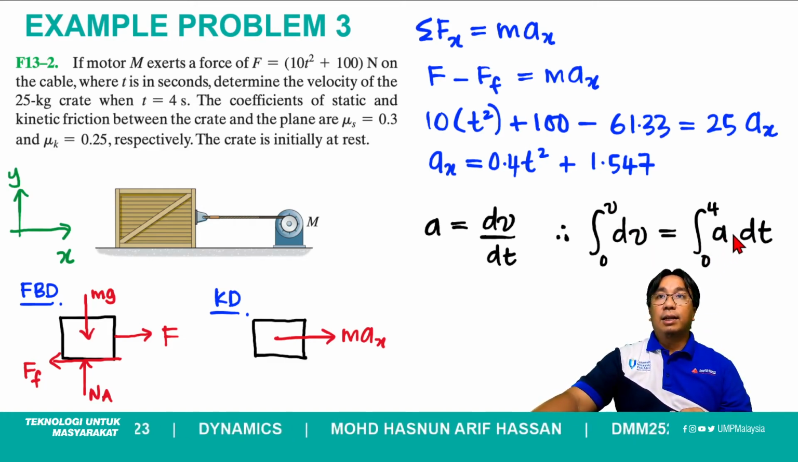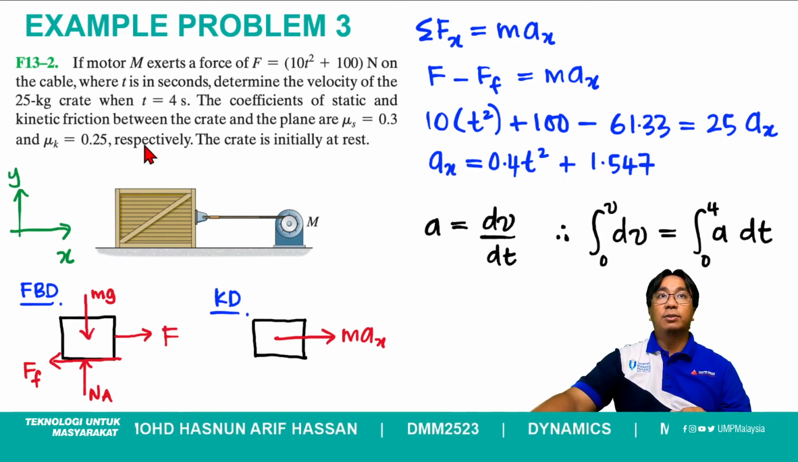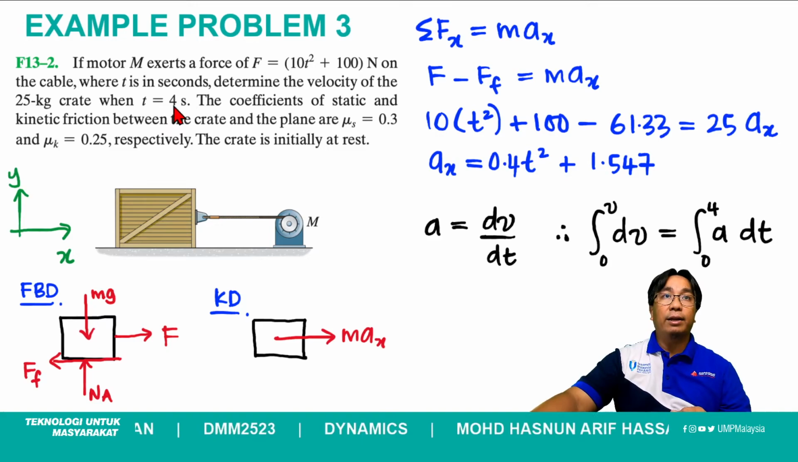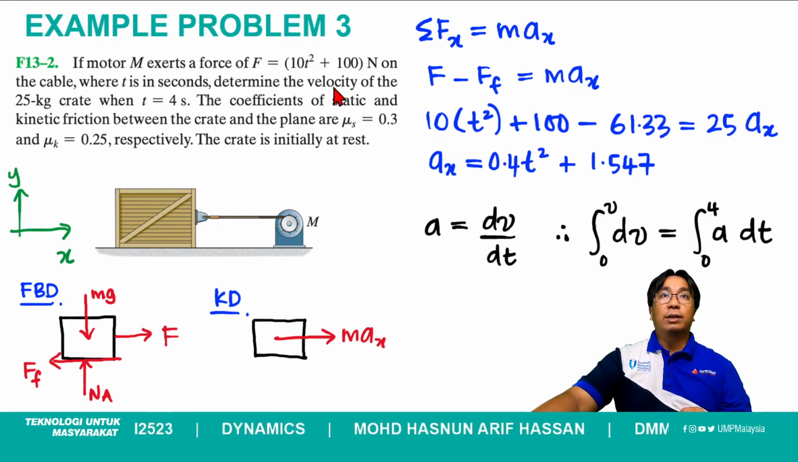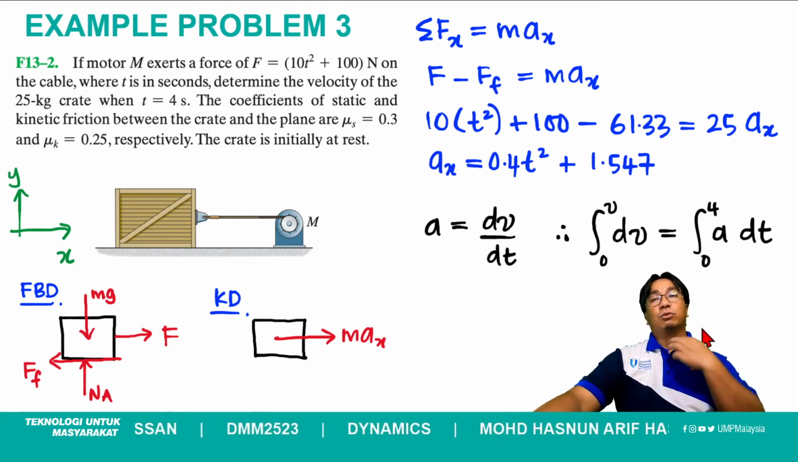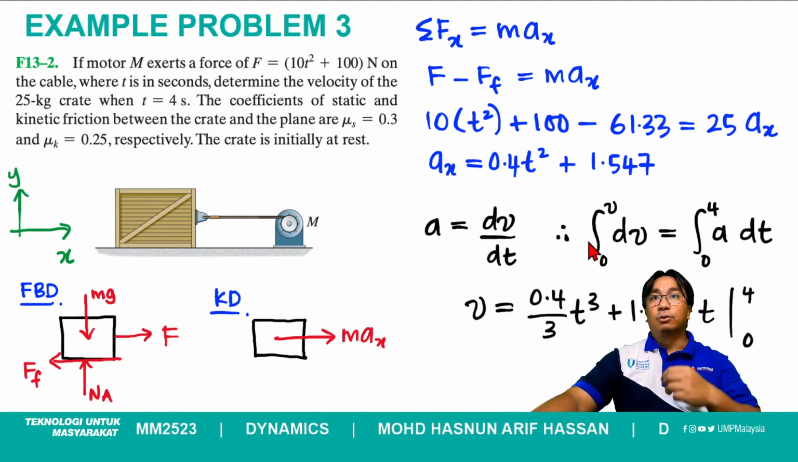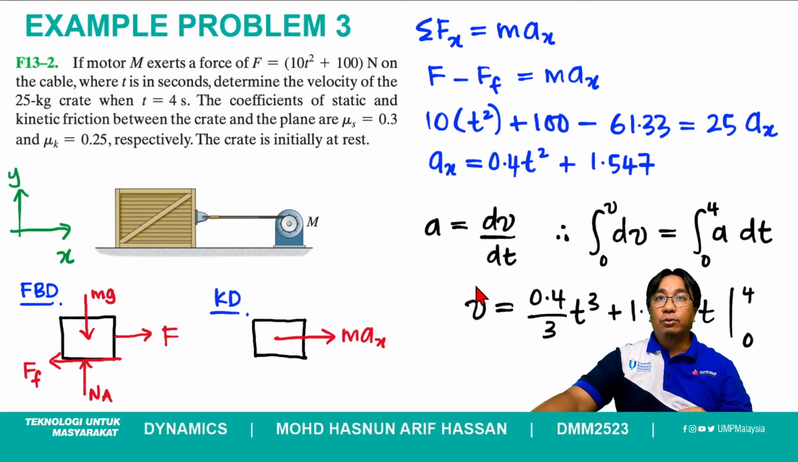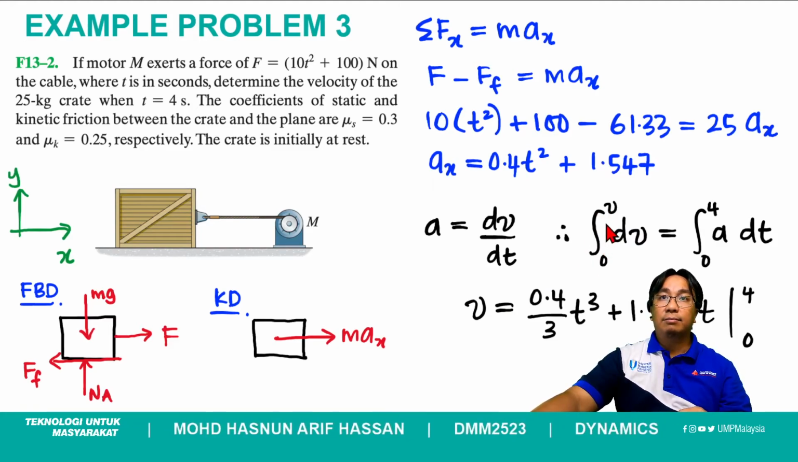And integrate the acceleration from 0 to 4. Why 4? Because it says here when t equals 4 seconds. This is when we want to know the velocity. So that's why we integrate from the initial time 0 to t equals 4. On the left hand side, you integrate dv, you get V.